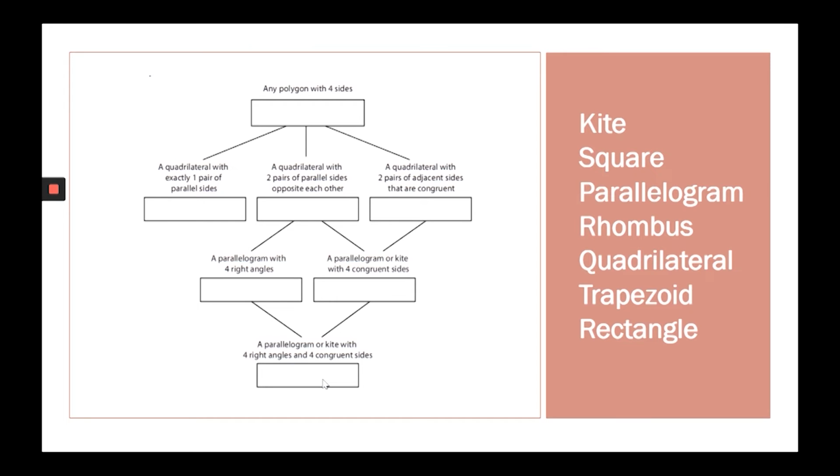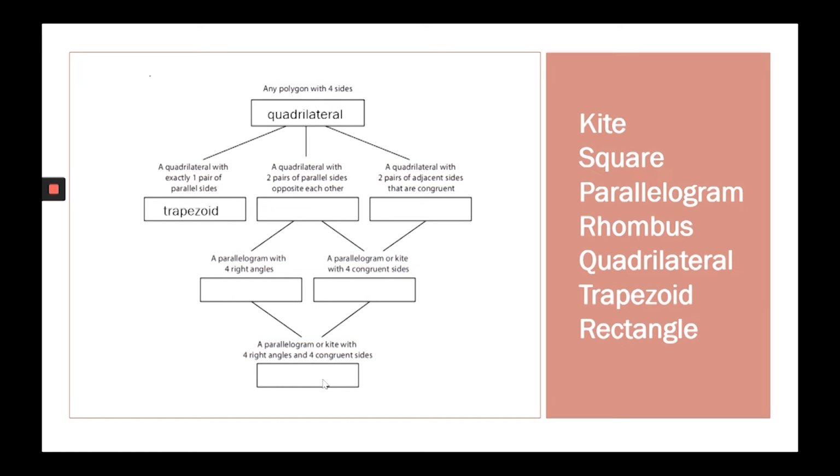Okay, how did you do? Let's check our answers together, starting at the top. Any polygon with 4 sides. That would be a quadrilateral. How about a quadrilateral with exactly 1 pair of parallel sides? When it says exactly 1 pair, that means it does not have 2. It only has 1. What'd you put there? Did you put trapezoid? Awesome, nice work.